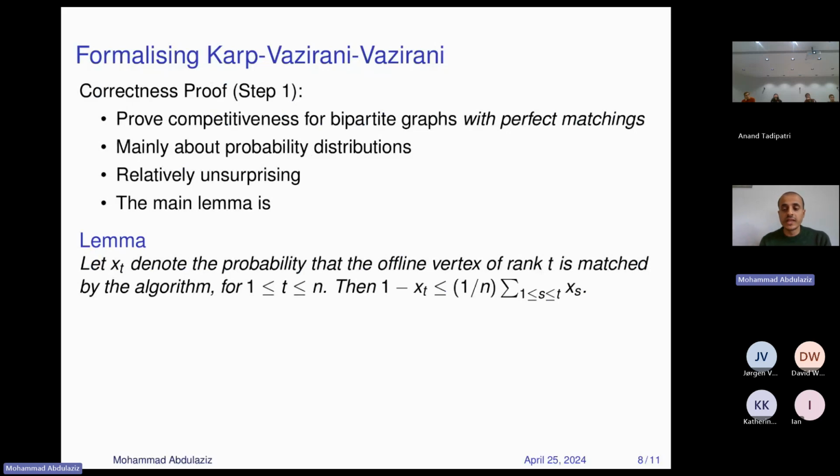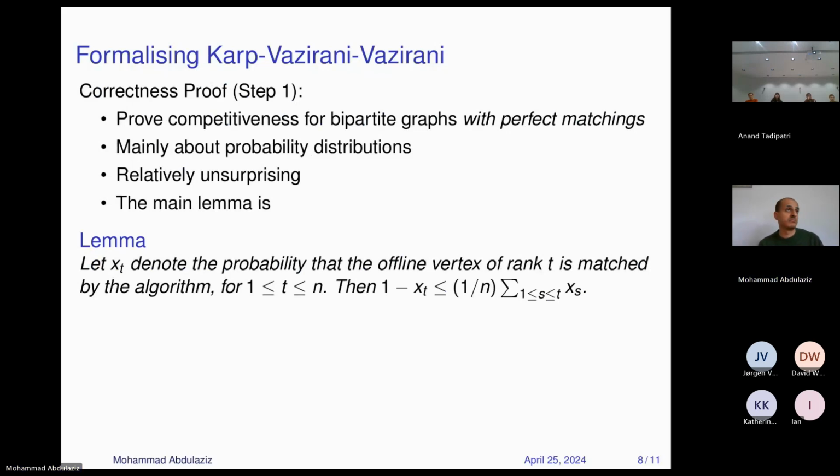The correctness proof of this algorithm has 2 parts. The first part assumes that the bipartite graph that we're talking about has a perfect matching. What is a perfect matching? It's a matching that includes all the vertices in the given bipartite graph. So if you assume that our graph has a perfect matching, can we show that the algorithm has the required competitiveness ratio? This part of the proof is really just about manipulating probability distributions, and nothing mathematically interesting or surprising was found there.